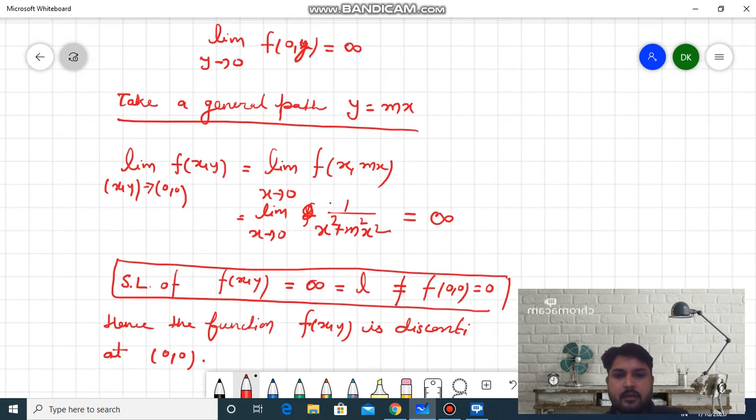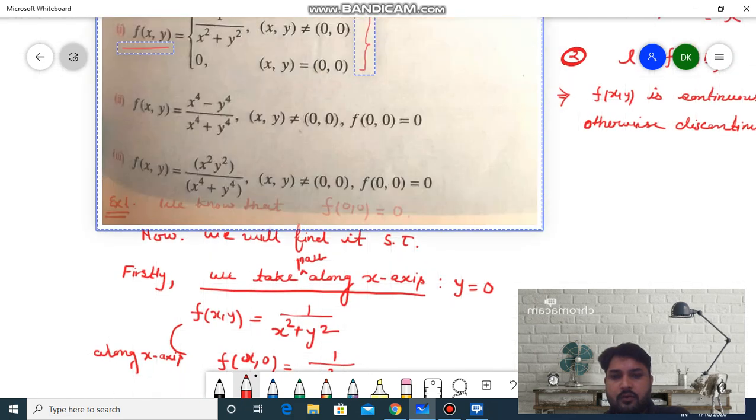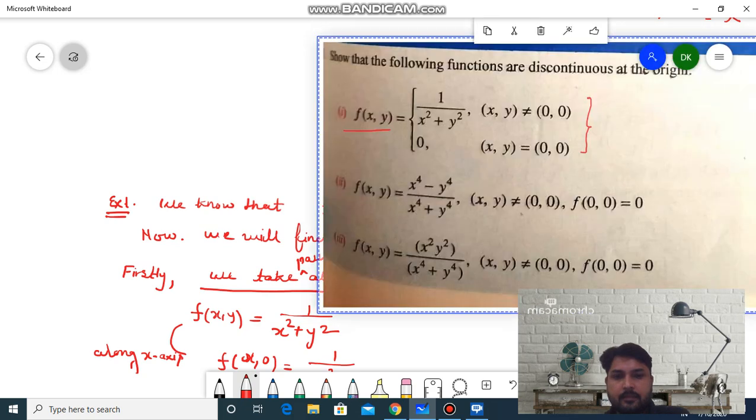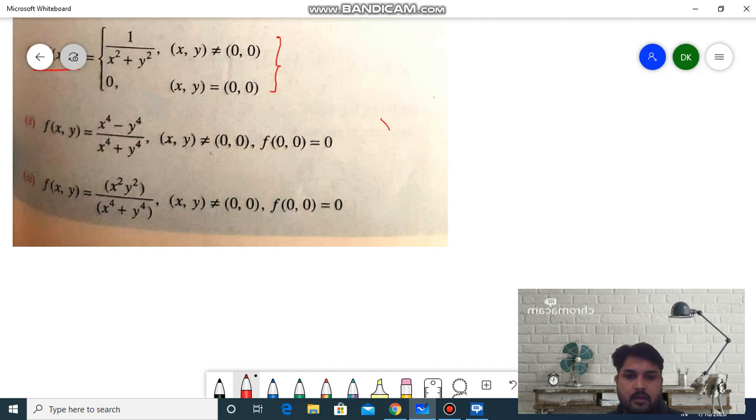Similarly, we can check the discontinuity of the second example. In the second example, the function is x to the power 4 minus y to the power 4 upon x to the power 4 plus y to the power 4 when (x,y) is not equal to (0,0). Otherwise its value is 0.